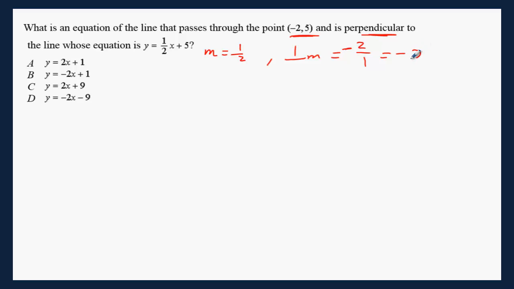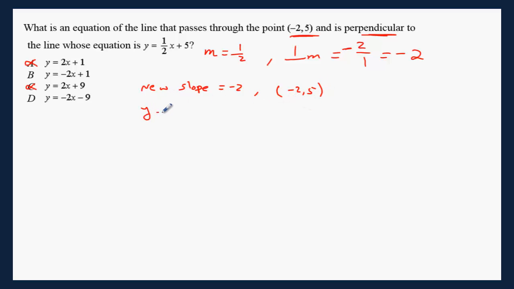-2/1 is the same as -2. So we know the new slope is going to be -2. The new line has slope -2 and passes through the point (-2, 5). We need to find the y-intercept.